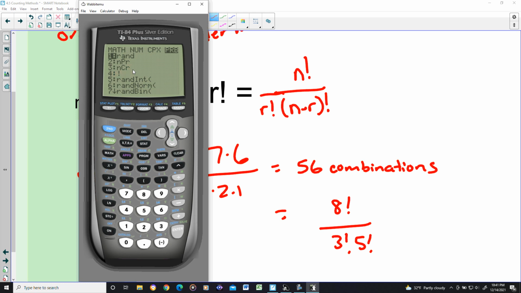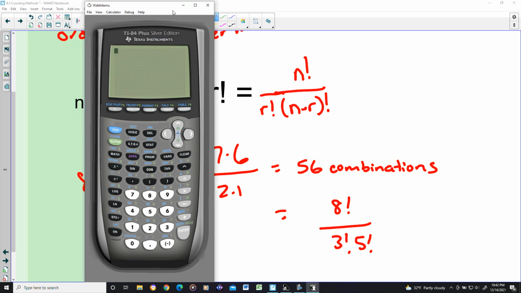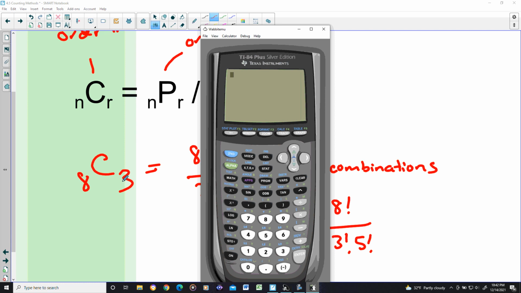But keep in mind, this function is different than other functions in the calculator. This is not a parentheses function. You actually have to put this in after the number. So you see how in this notation you have the 8 and then the C and then the 3. You're going to do the same thing in the calculator. So you'll have the 8, math, probability, NCR, 3. You have to type in that number first in the calculator. 56. Okay.